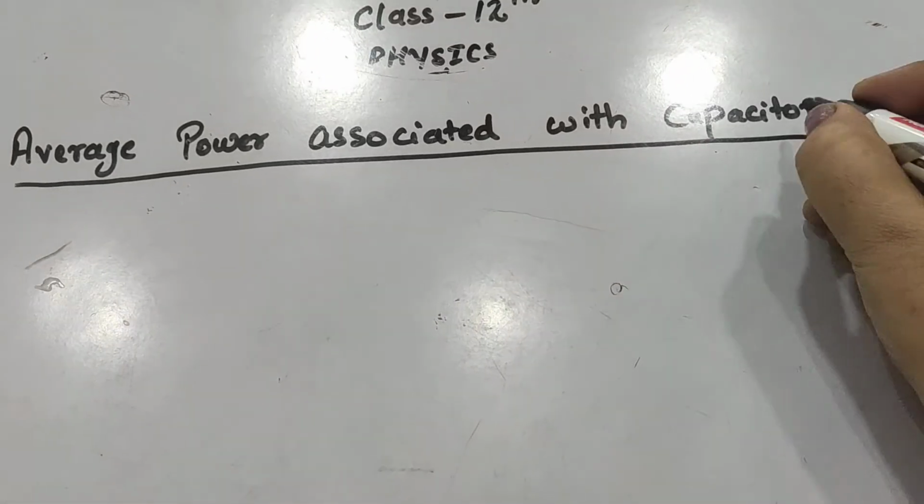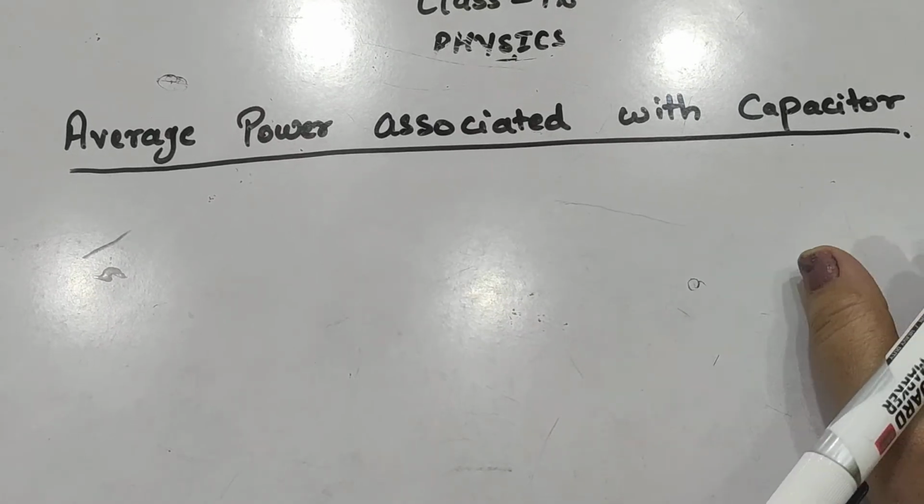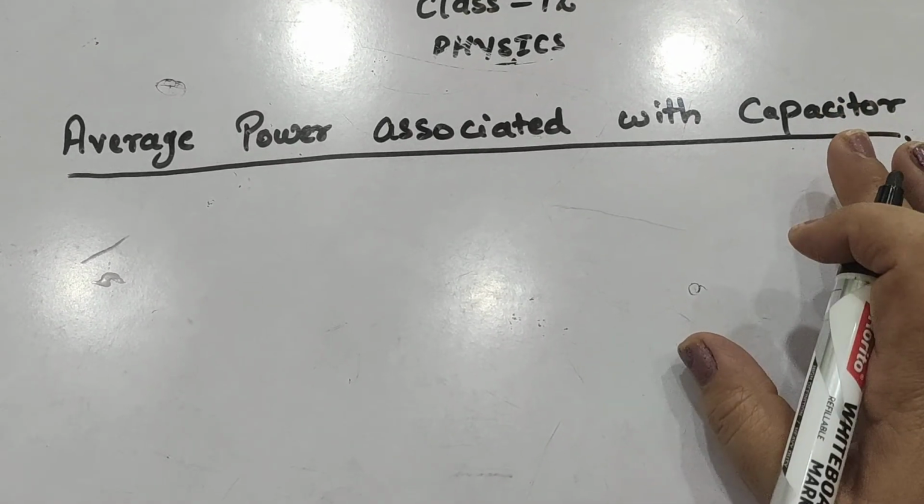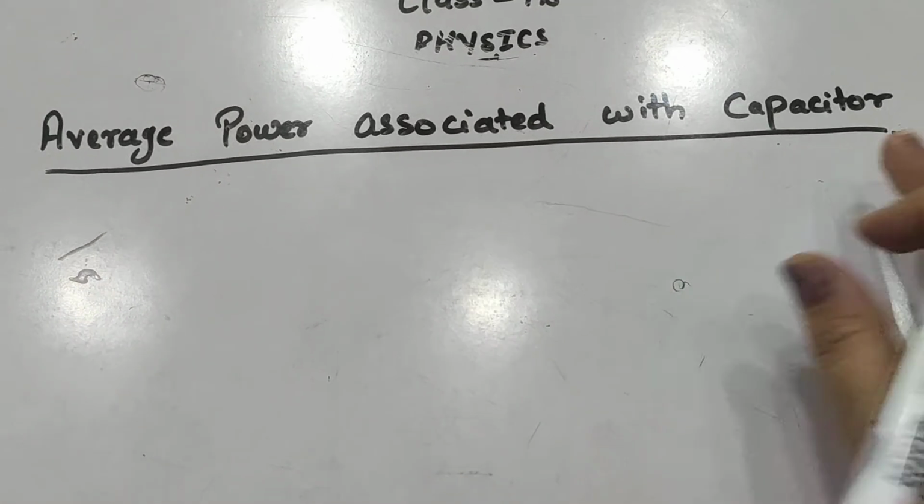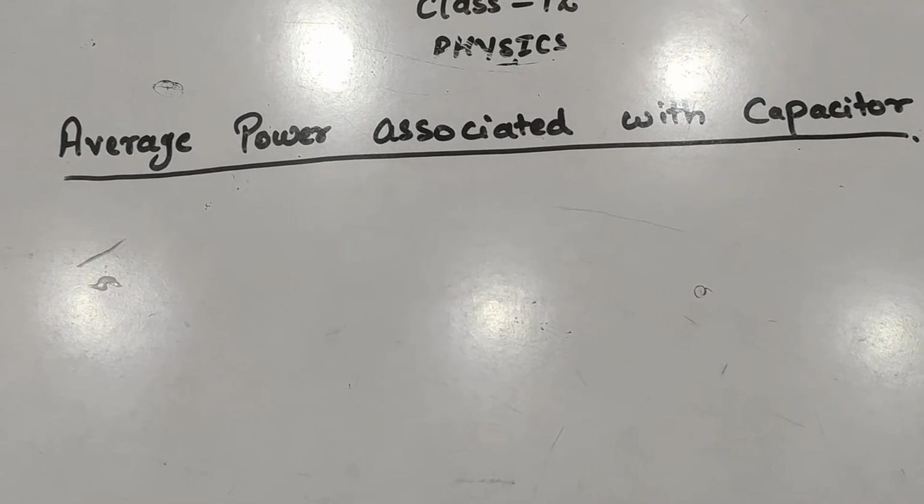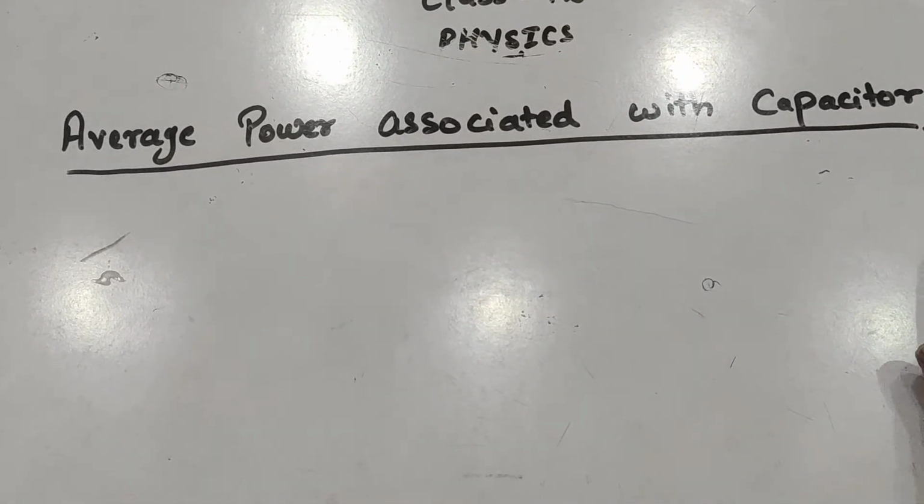Average power associated with capacitor. My dear student, now we can also prove that just like the inductor in which magnetization and demagnetization takes place, in case of capacitor the charging and discharging takes place. So average power associated with the capacitor is also zero.